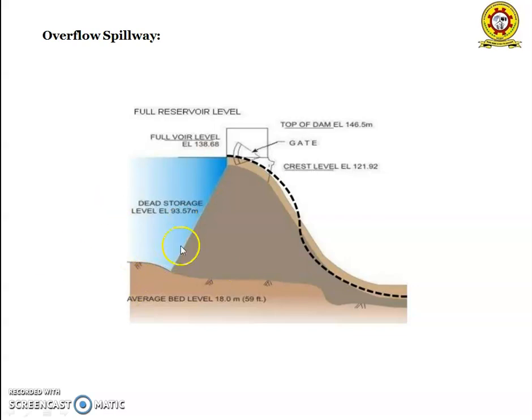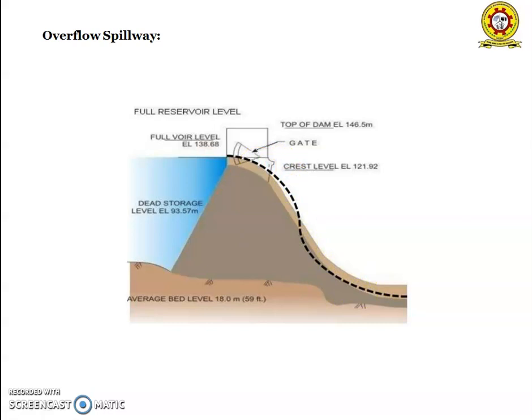This is the overflow spillway. The dead storage water level is 93.57 meters and the average level of the bed is 18 meters. The full reservoir level is there, and the top of the dam is 146.5 meters. This is the gate. When the gates open, the crest level elevation is there. It is in the form of an S shape.